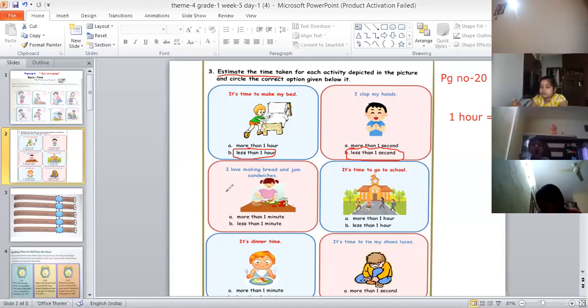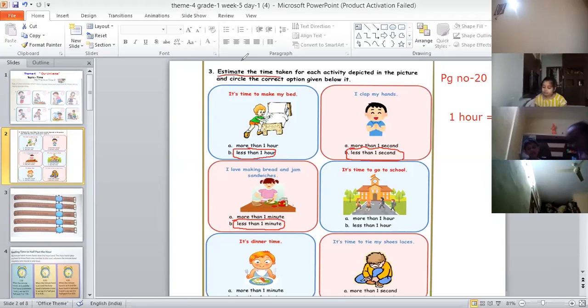Less than 1 minute. Very good. You will take less than 1 minute if you are making a bread and jam sandwich. Yes, children, in the third picture, again option B is correct. You will take less than 1 minute if you are making a bread and jam sandwich.